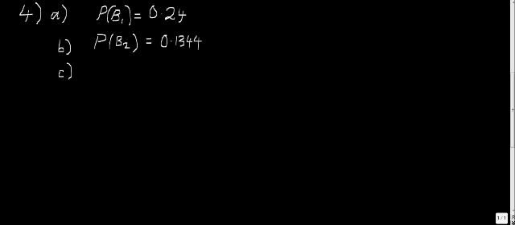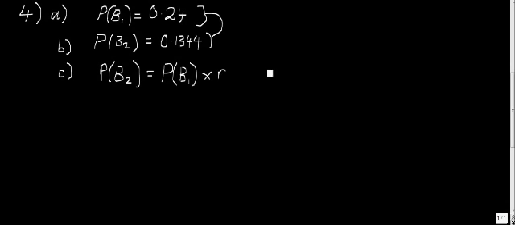And then I noticed that each event, what we've done to get from this bit here to here, all we've done is multiply by some set of numbers. So we could say that P of B2 equals P of B1 times R, some common ratio.